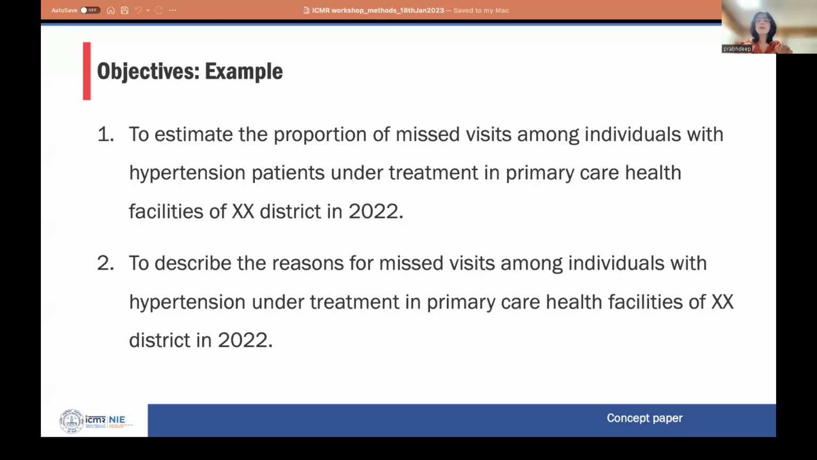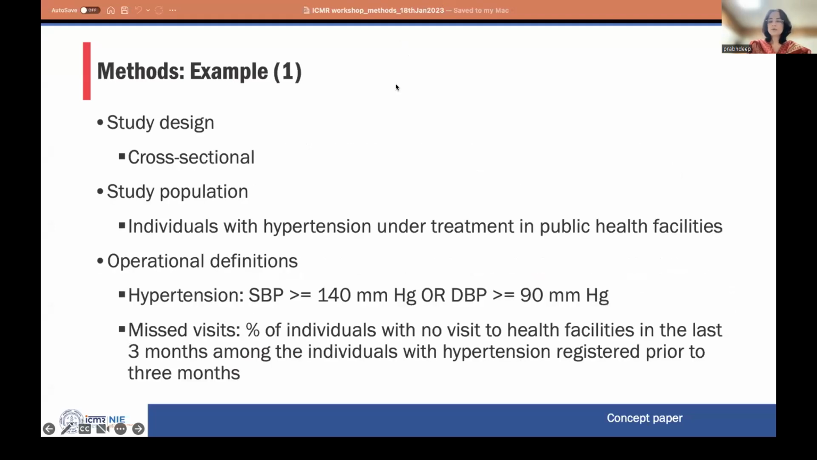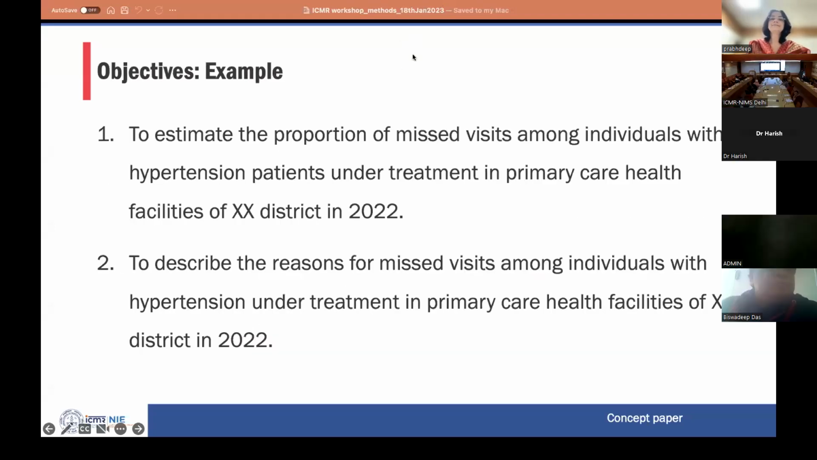So the first question I want to ask all those who are listening is, what do you think should be the study design? Can you put it in the chat box? What do you think should be the study design? Anybody? Very good. Somebody said cohort. Somebody said cross-sectional, descriptive. Okay, very good. So cohort or cross-sectional, right?